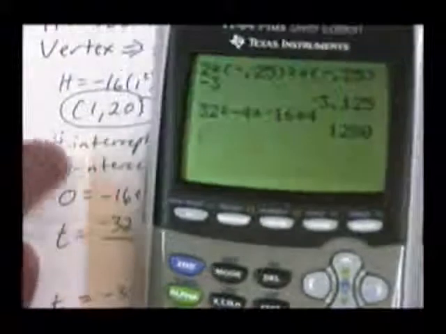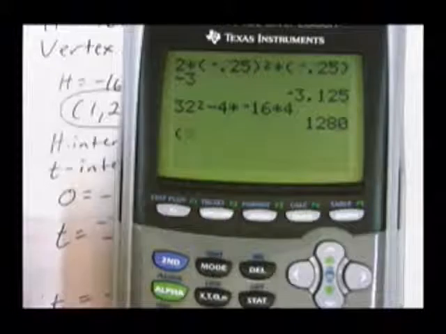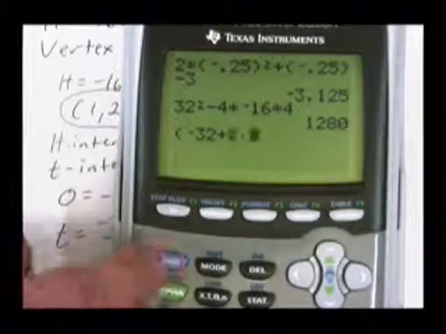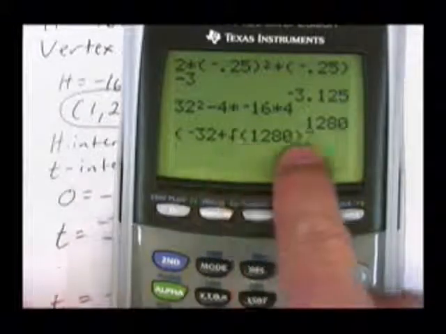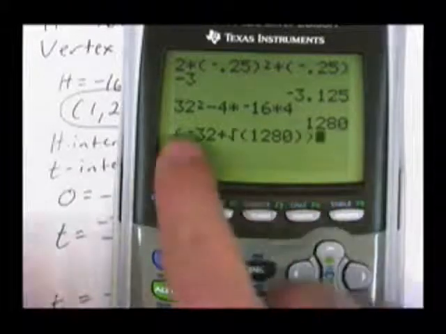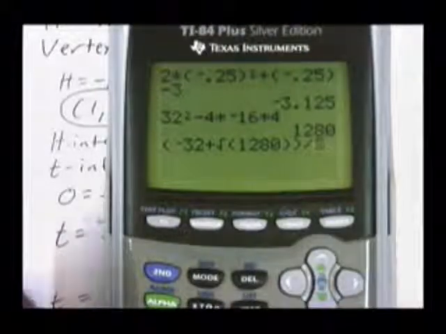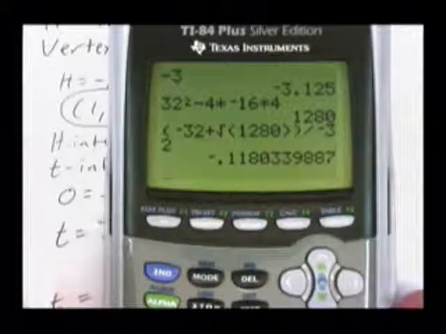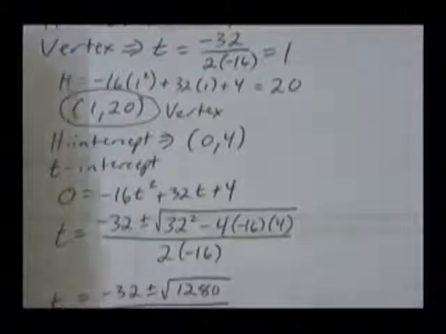So now what I'm going to do is the plus or the minus. So I'm going to type this in. I'm going to put parentheses around the numerator. So I have negative 32 plus the square root of 1280. And I'm going to close the parentheses on the square root and then on the numerator. And then that whole thing is divided by a negative 32. Okay, and when I do that, notice I get kind of a mess. So I'm going to round that off, so I get t is about negative 0.12.